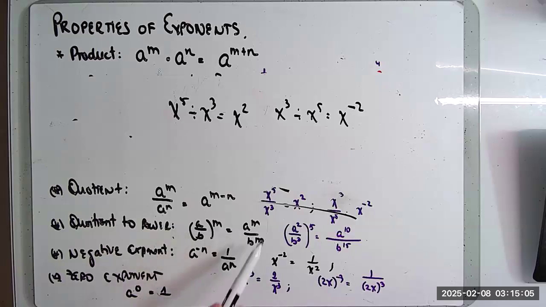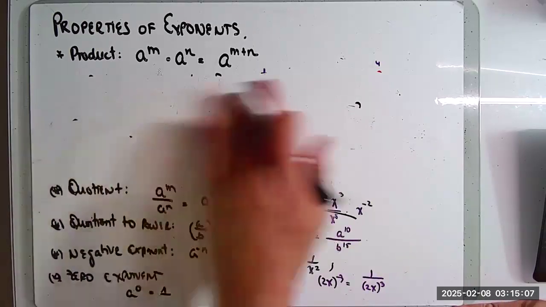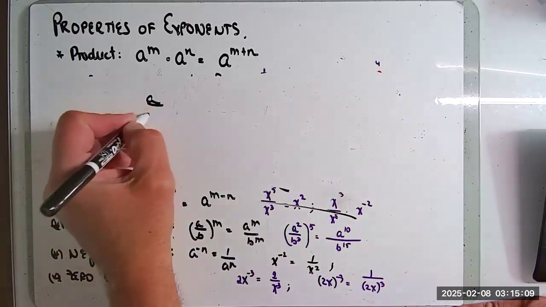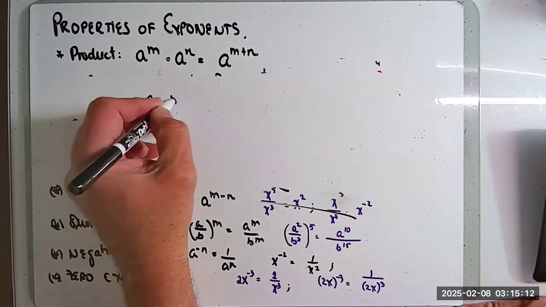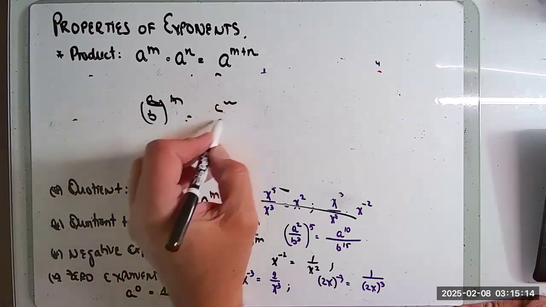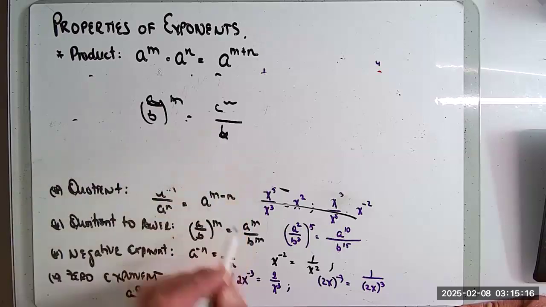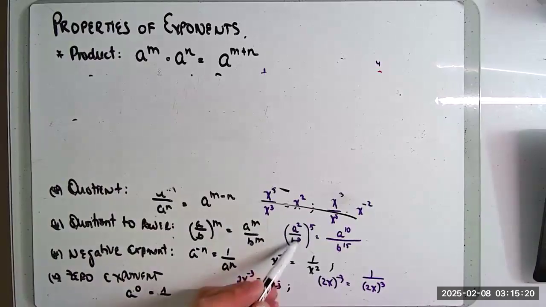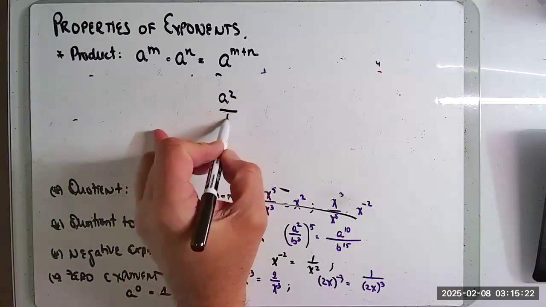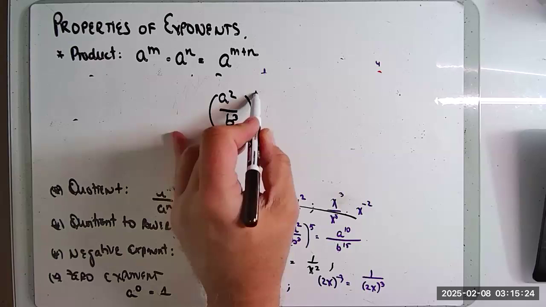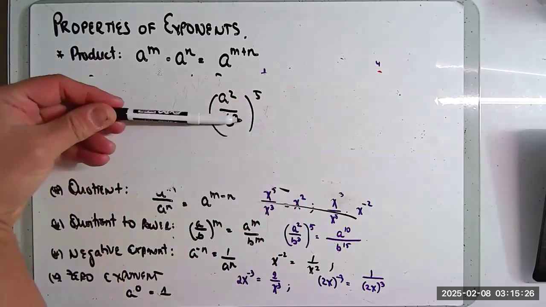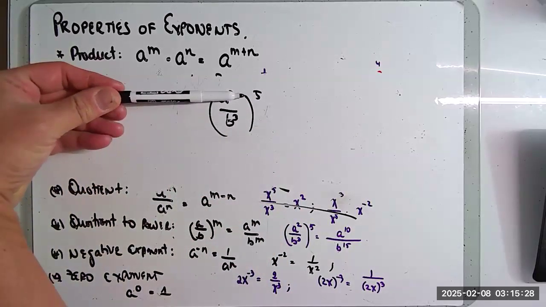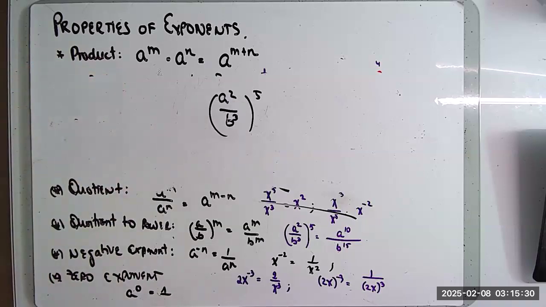Quotient to power. Again, we can distribute the exponent. If I have a over b to the m, this is a to the m over b to the m. If I have a squared over b cubed, and all of that is to the 5th, it will be a to the 10 over b to the 15.